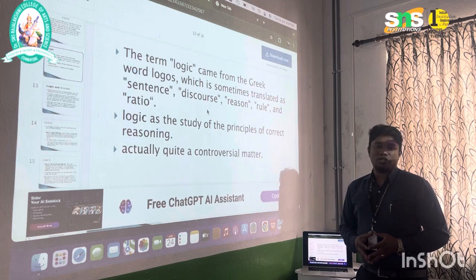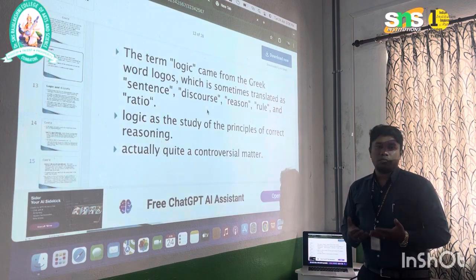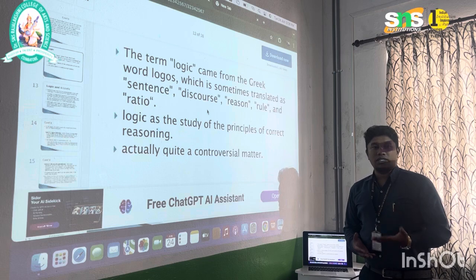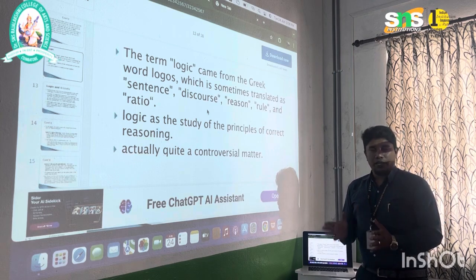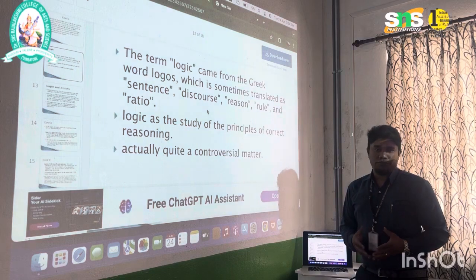Last class we saw where Aristotle was born, what logic he made, and what ideas he implemented mainly on poetics and other forms of poetics. Here we ended with logic.